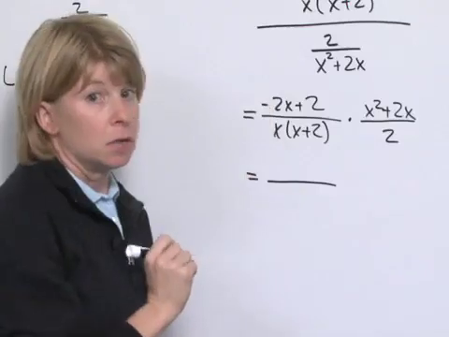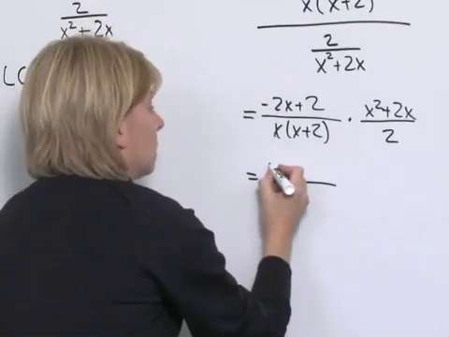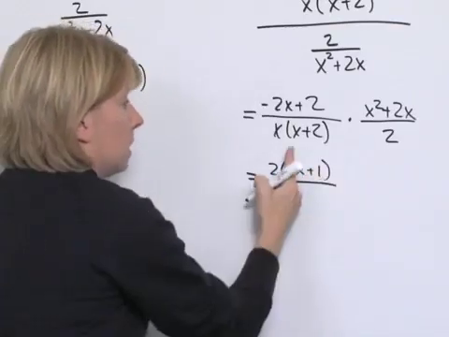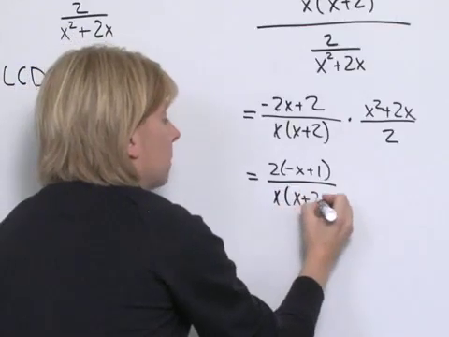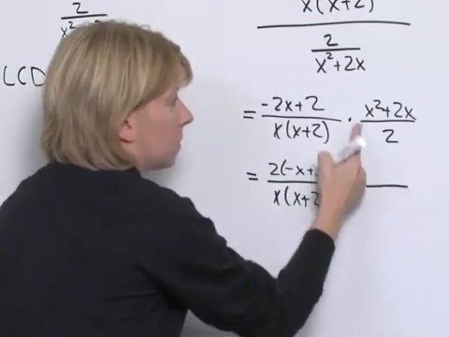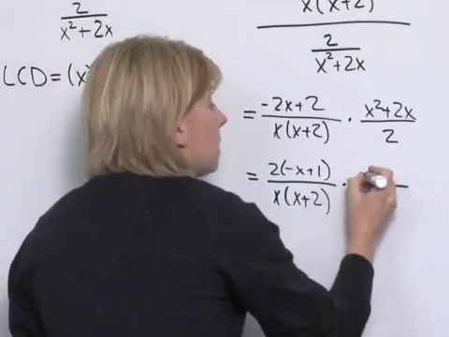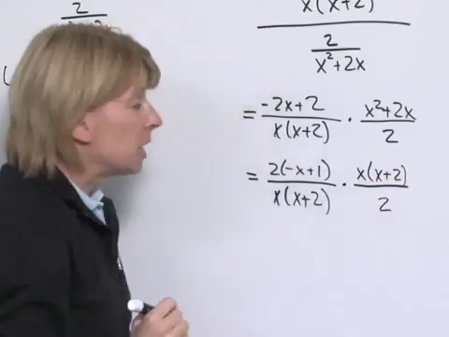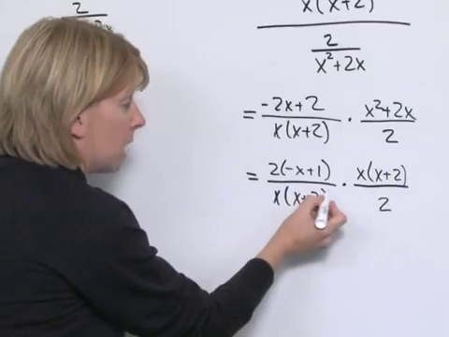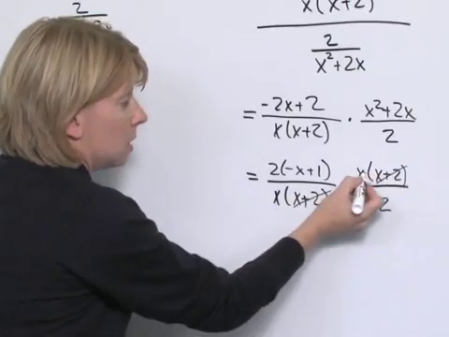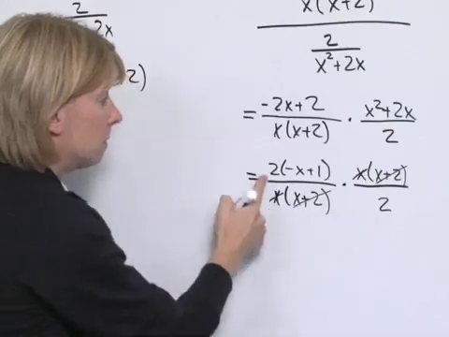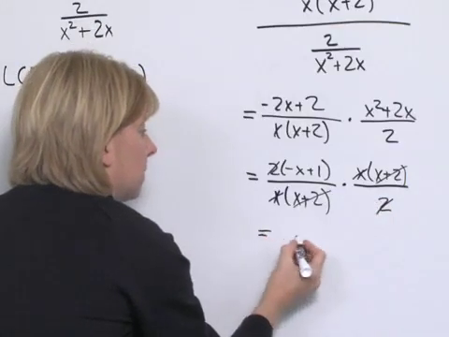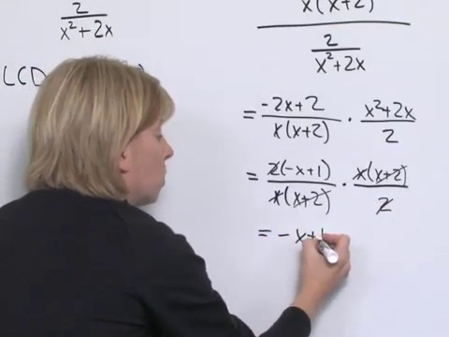This numerator, we can take out a factor of 2. This denominator is already in factored form. This numerator, we can take out a common factor of x. And now we can divide out any common factors. We've got the x plus 2 and the x, and also this pair of 2's divides out. So we are left with negative x plus 1.